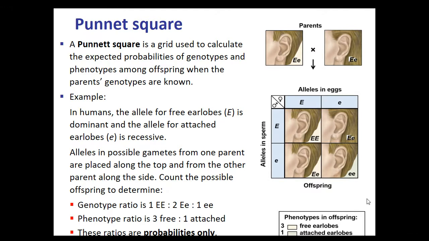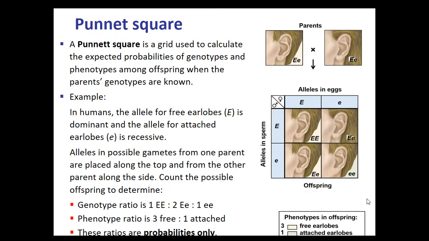But in a Punnett square, sometimes you can find out that if these were all big E or big E little e, then we could say there's a 100% chance that child's going to have free earlobes. It's impossible to have attached earlobes. So sometimes we can say for sure they'll all be this, or none of them will be this. Sometimes we can just give percentages.